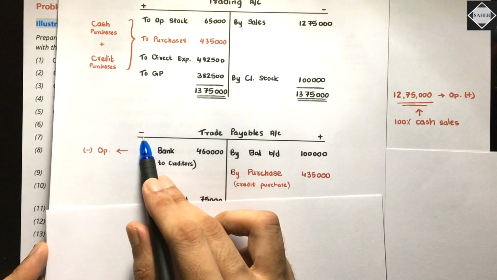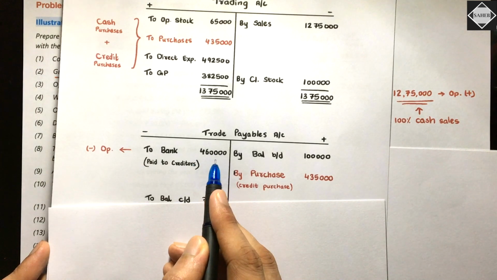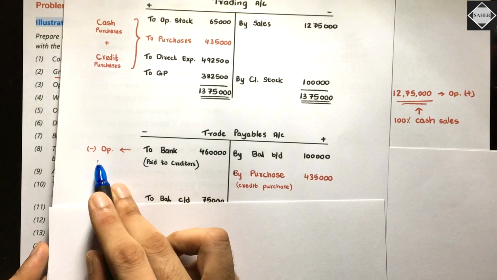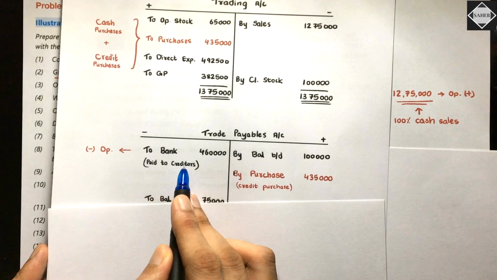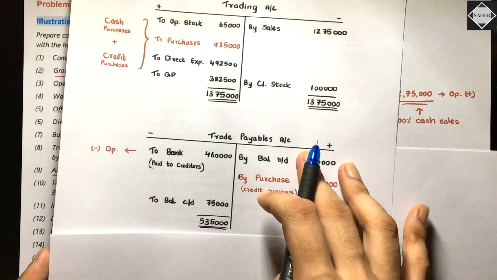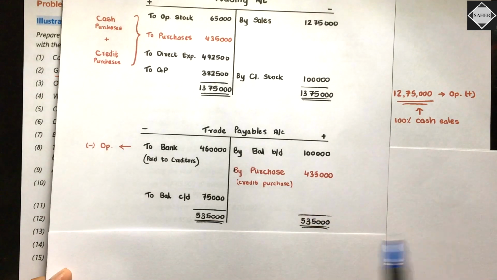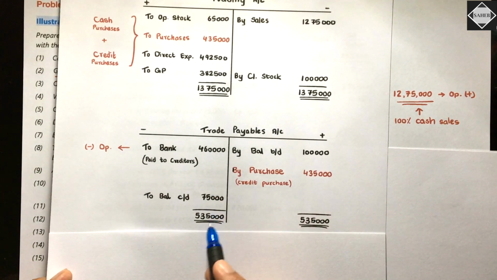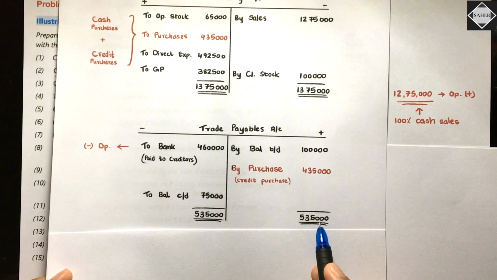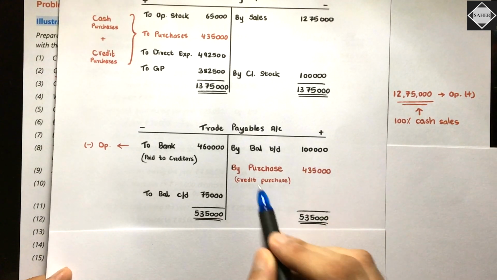Trade payable is decreasing because we have paid them; the liability is decreasing because we have made the payment of 4,60,000. Now this will be subtracted in operating activity. We haven't found this out, this is already given in the question. Is it clear? So what we can find out over here is how much are the credit purchases on an assumed basis. 4,60,000 plus 75,000, that's 5,35,000. 5,35,000 minus 1 lakh is equal to 4,35,000. So this is the credit purchase.